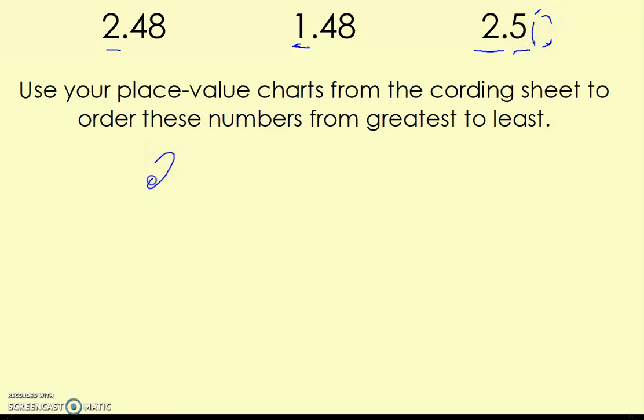So the biggest would be 2.5, then 2.48, and then 1.48 would be the least. So in total, I have 2 and 5 tenths, 2 and 48 hundredths, 1 and 48 hundredths, from greatest to least.